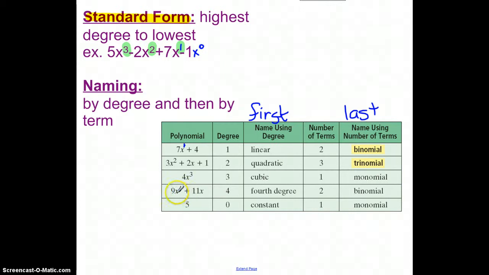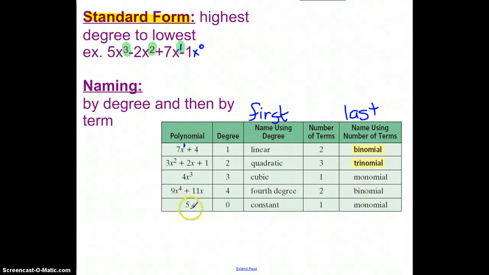Now in this one, highest degree is 4. Now we have special names for anything under 4. You can see here linear, quadratic, cubic. Those all have specific names. Anytime you get to 4 or larger as far as your degree, you're just going to call it the 4th degree. If the highest exponent over here was 10, it would be the 10th degree. If it were 8, it'd be the 8th degree. So you just have to know that anything that's 4 or larger is just going to use this kind of format. Also, this has 2 terms, which means this is going to be a binomial.